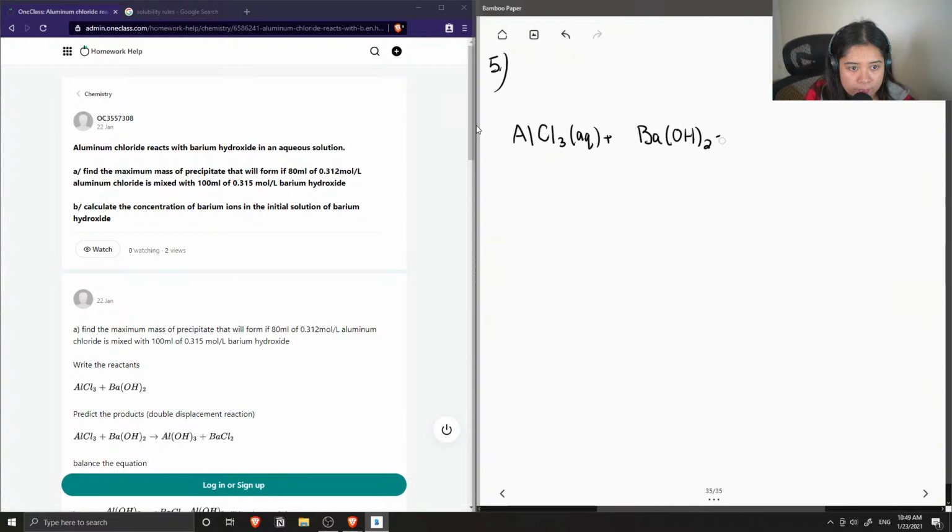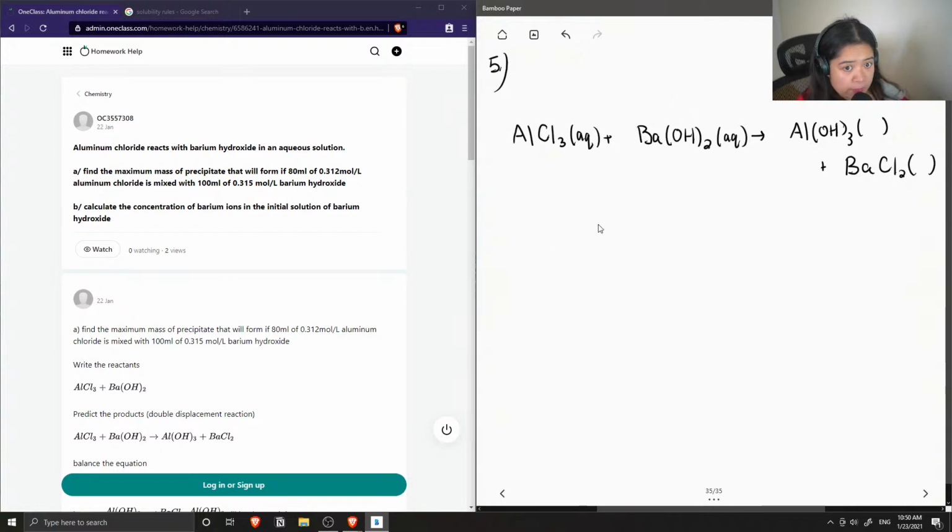And when a double displacement reaction occurs, then we kind of swap our cations and our anions so that they're with the opposite partner. So for aluminum, it'll now be with the hydroxide. And we don't know what state it's going to be in. And we have our second product, which is barium chloride. Again, we don't know the state that they're in.